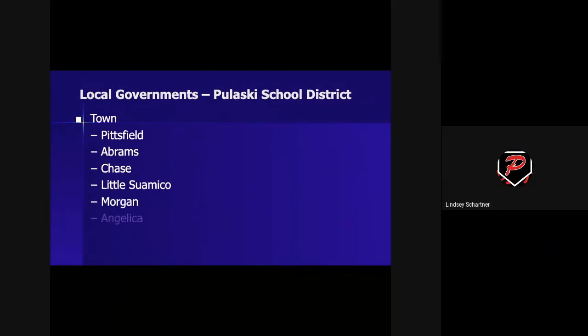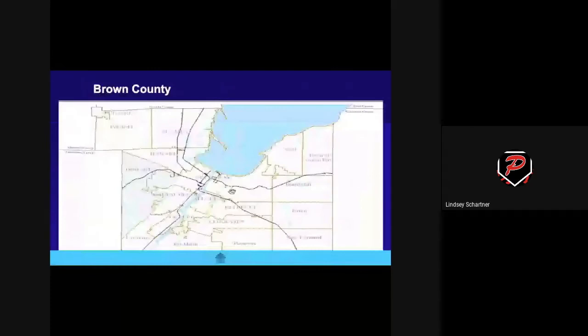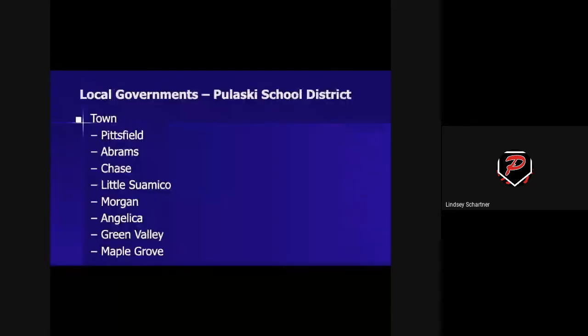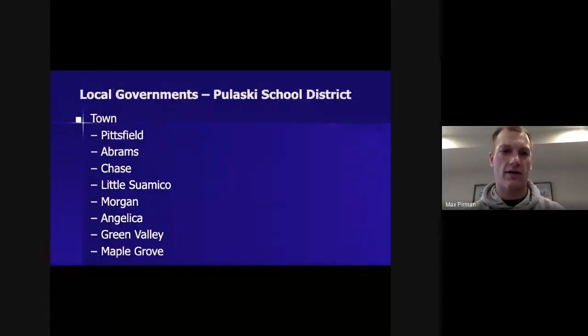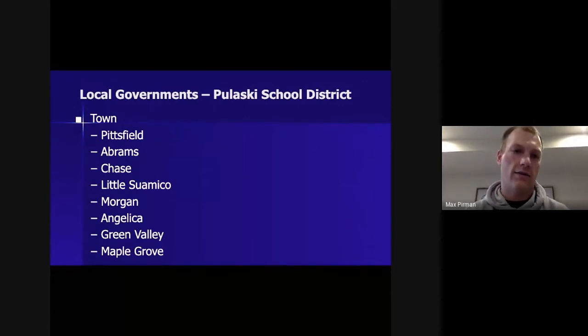The town of Morgan, Angelica, Green Valley, Maple Grove, and aren't we missing like Krakow? Or are we just listing some? That's unincorporated, so you're going to actually be part of like either Morgan or Chase. It's the same thing with Sobieski. People will come back and tell us, "Hey, I live in Sobieski." Well, Sobieski's unincorporated. Your municipality, you're either part of Chase or you're part of Little Suamico.